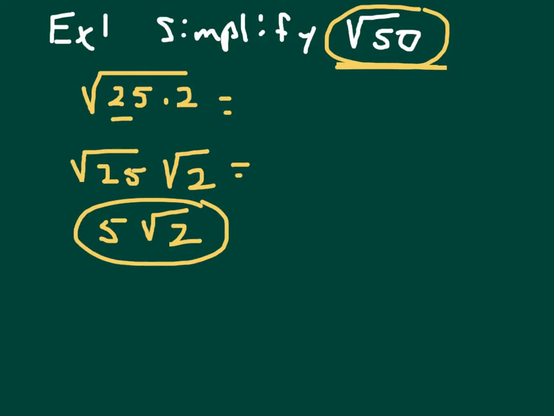So how do you know if something is simplified? The number inside the square root symbol cannot have a factor that's a perfect square root. So in other words, 50 had a factor of 25, and 25 is a perfect square. Now if I look at 2, does 2 have a factor that's a perfect square root? And the answer is no, because think of the factors of 2: 1 and 2. Well, 2 is prime, I can't break it down anymore.